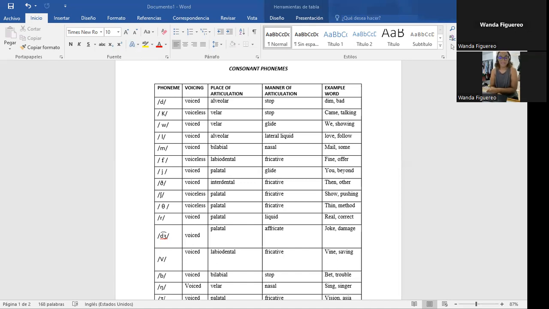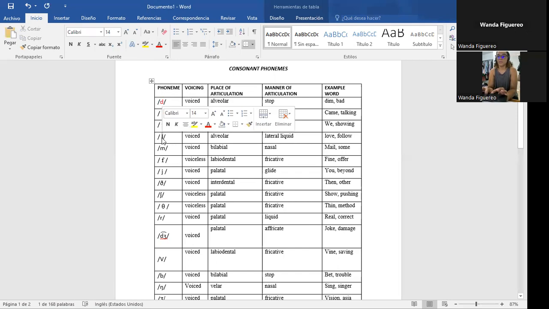We also have the l sound, which is a voiced alveolar lateral liquid. For example, love or follow. We have the next sound. I'm going to be checking and marking each one we mention so that we can count, right? So we have gone until here. So the m sound is a voiced bilabial nasal.